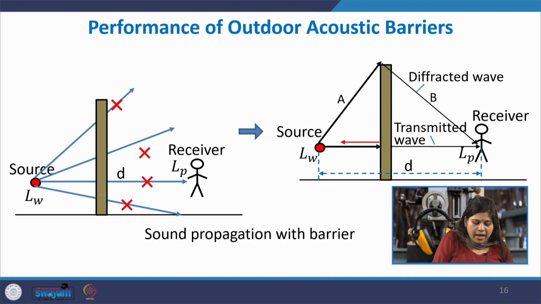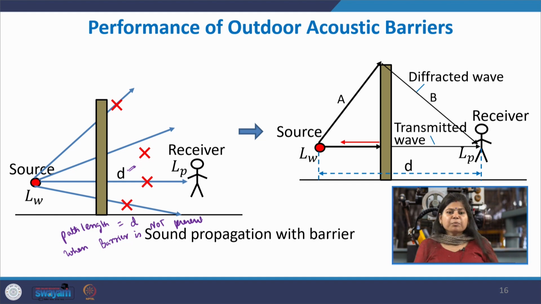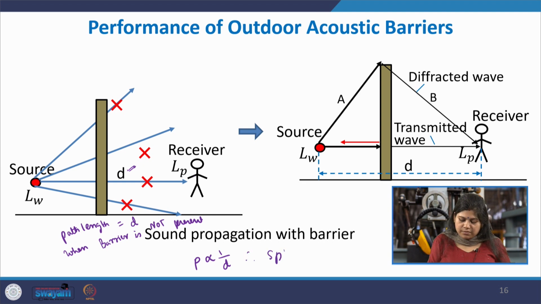Any of the direct sounds that were about to reach, let us say this is the receiver's ear. Okay. So, a sound in the absence of the barrier would have reached the receiver following a path of length d. So, the path length is equal to d when the barrier is not present. So, when the barrier is not present, the shortest path length taken by the sound wave would be d, and given that it is a spherical sound wave, with the increase in the distance, the overall pressure is going to go down following the inverse square law. That means that the pressure would be inversely proportional to the distance for a spherical source.